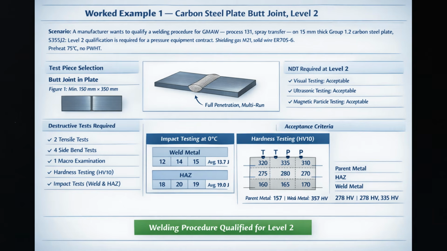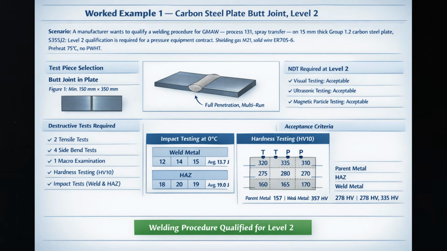Acceptance criteria. Tensile strength, minimum 470 megapascals, S355J2 minimum Rm. Bend, no imperfection greater than 3 mm. Hardness, Group 1 non-heat treated, maximum 380 HV. Impact, per S355J2 standard requirements at chosen test temperature. Visual and NDT. Quality level C for geometric imperfections, B for all others.